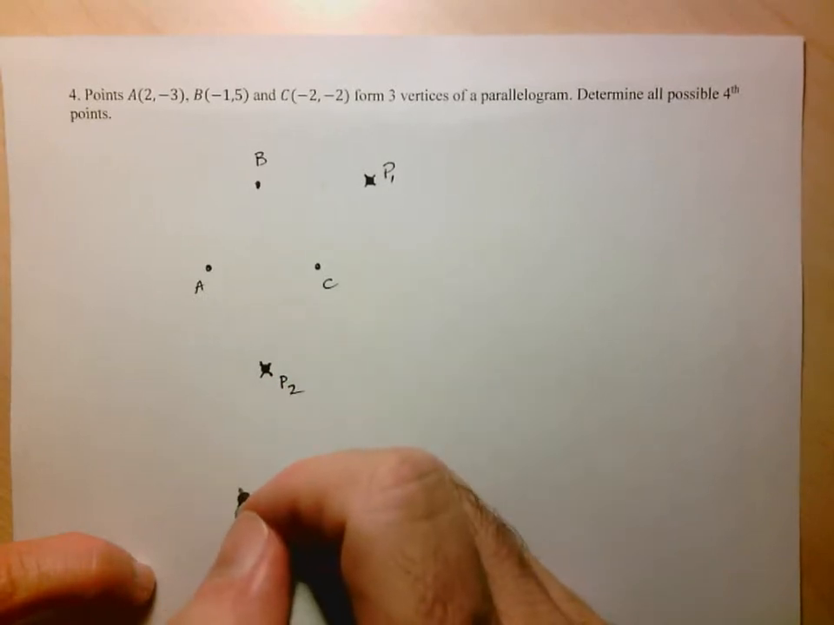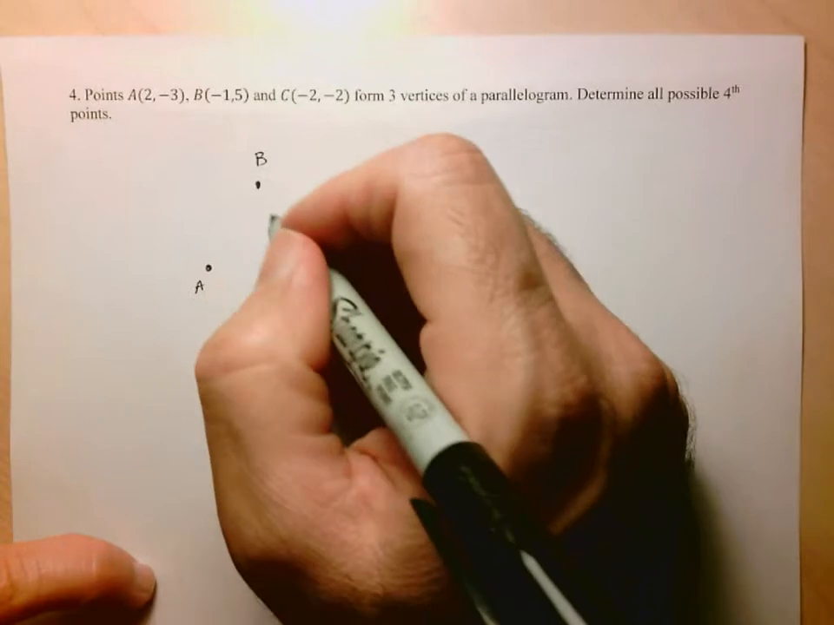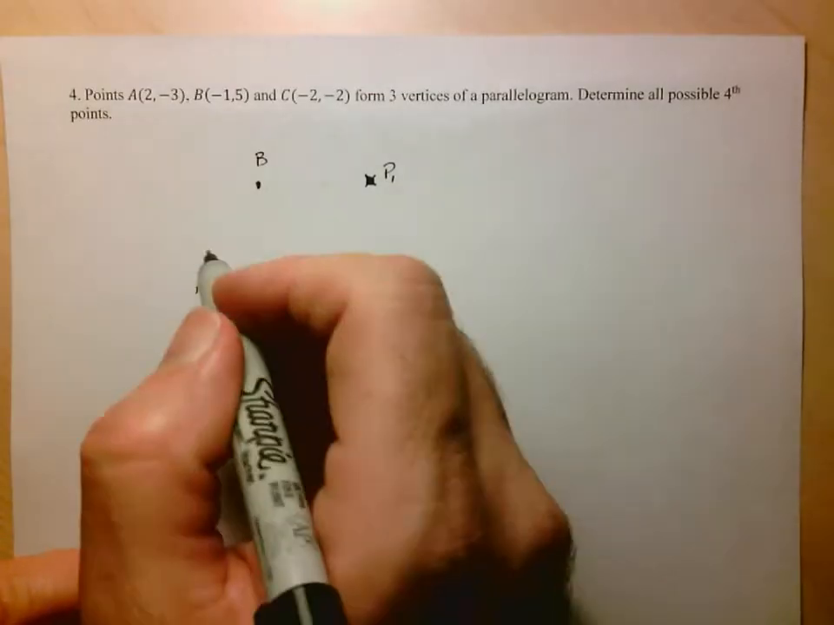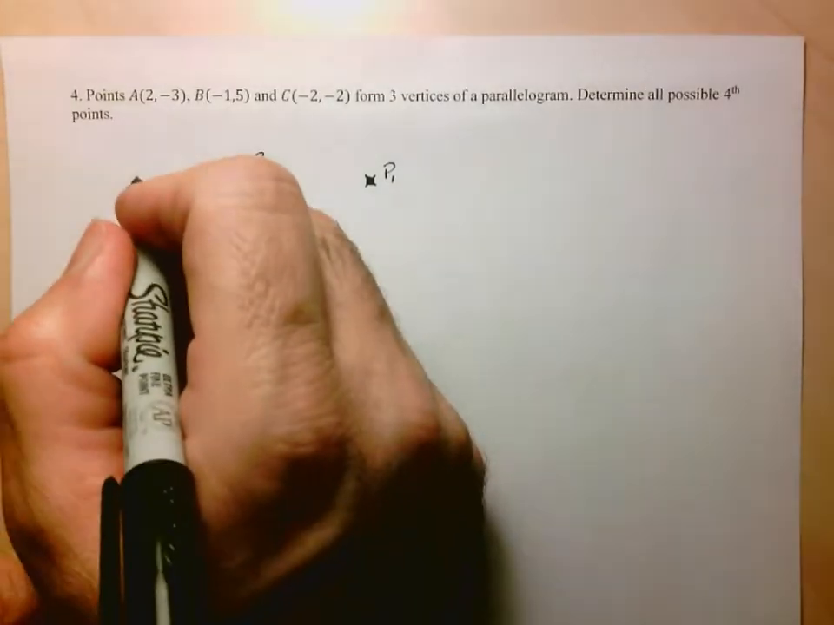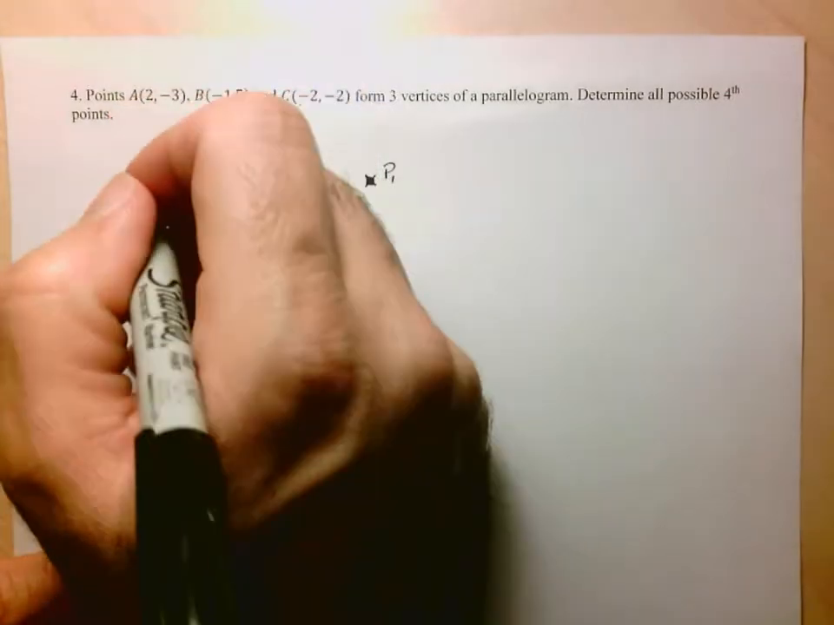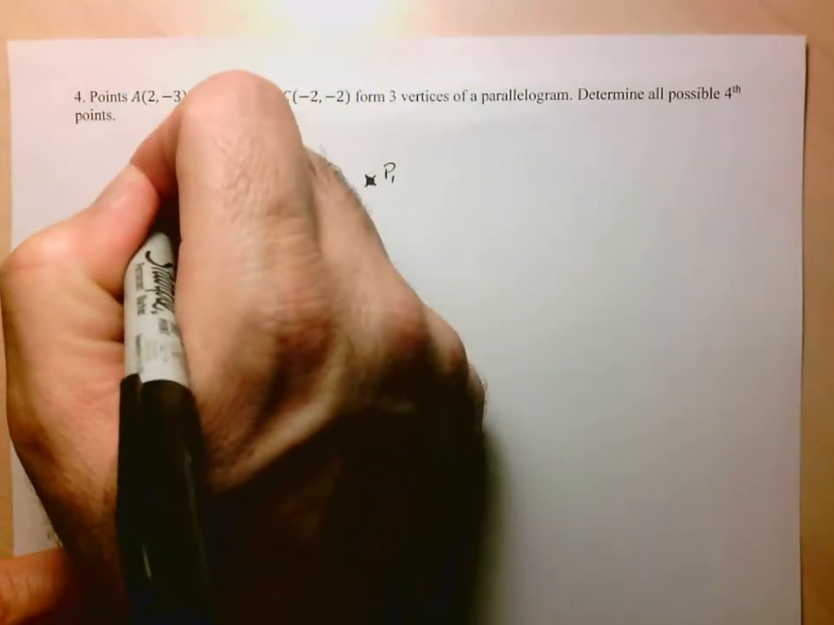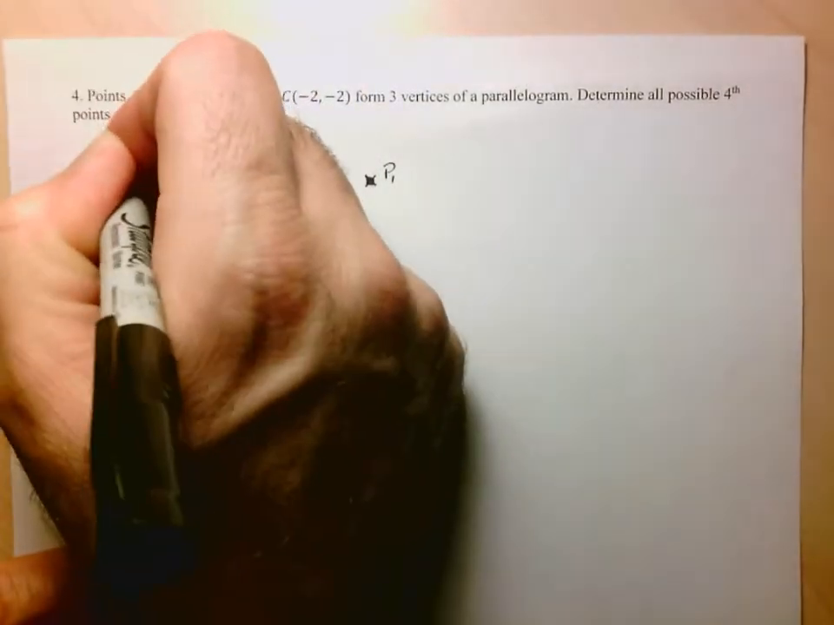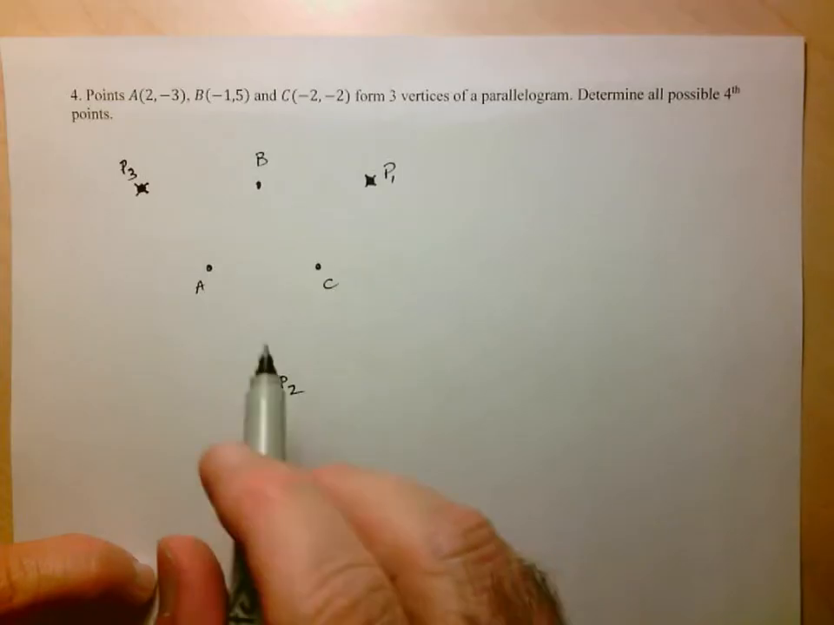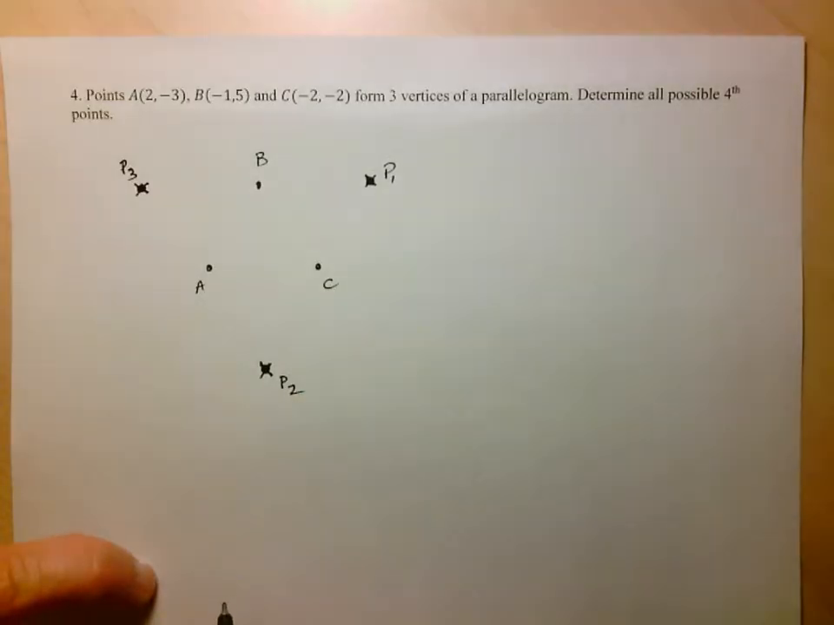Now the last one: if I take BC as one of the sides, I can create another side parallel to it somewhere out here. So somewhere out here, I'm going to get what I'll call P3. And those are the only possibilities that I can get. So it looks like I can have three possible parallelograms.